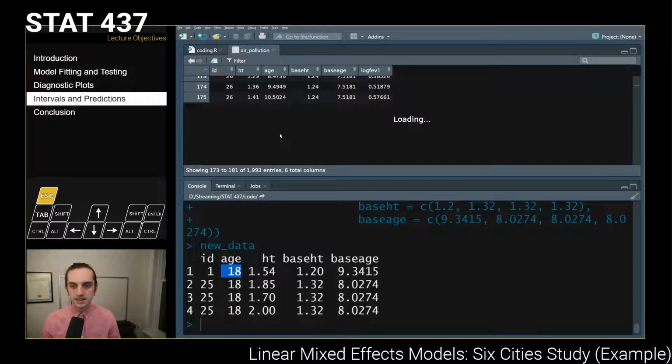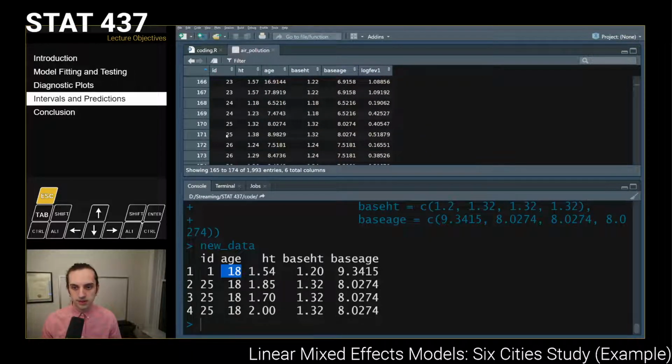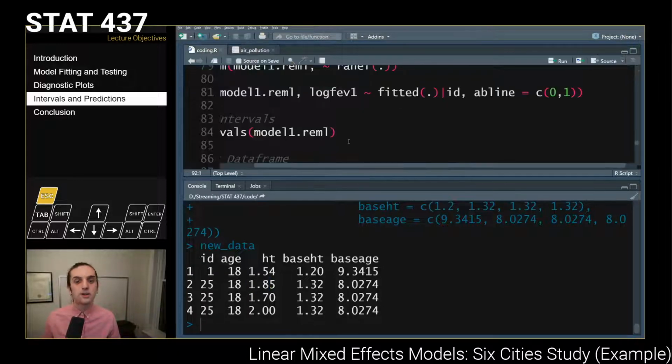The other person is individual 25. If I scroll down through this data a bit, you can see that for individual 25 we only observed 2 different time points in this study: when they were 8 and when they were almost 9 years old. We might still care what their predicted value is when they're 18 years old, but that's 9 years later, so we have a lot less information about them. Maybe we want to see a range of scenarios where they're either 1.85, 1.7, or 2 meters tall at the end of it.